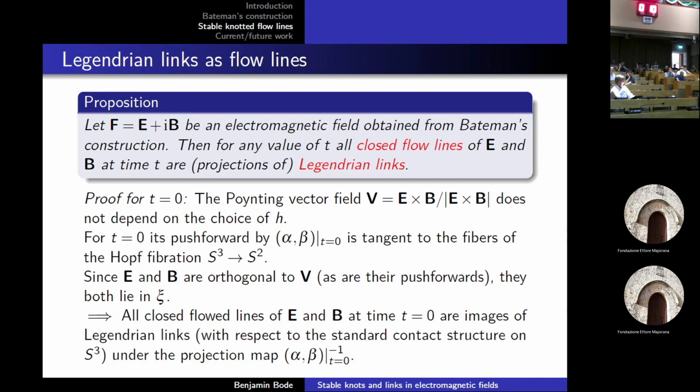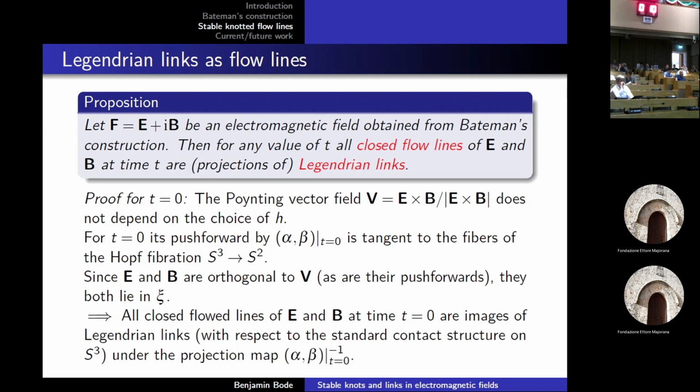So we've already seen Maxwell and holomorphic functions, and now we have contact topology. One way to prove this for t equals 0 is you look at the normalized Poynting vector field, so the normalized cross product of E and B. And the first thing that you see is that if you have a field that comes from Bateman's construction, you always get the same Poynting vector field. It does not depend on the choice of H.